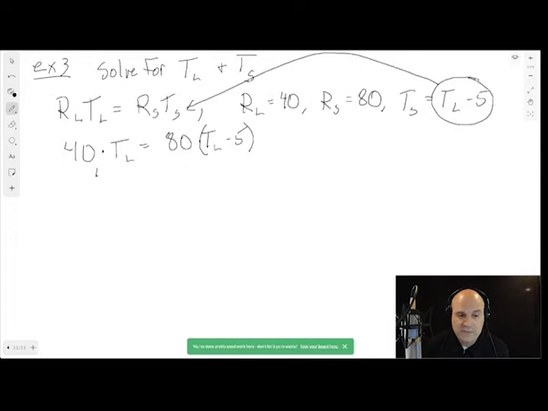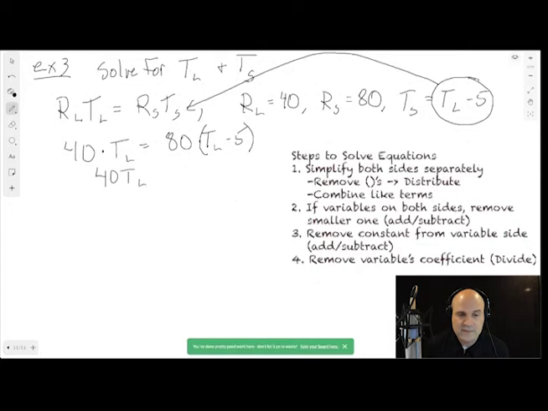First step, simplify both sides of the equation. Just rewrite that. The enemy of simplifying is parentheses. So to get rid of parentheses, you distribute. So 80 times t of L and 80 times negative 5. So 80 t of L. When you multiply a number times a variable, you just squish it together. 80 times negative 5 is negative 400. So minus 400. Okay, both sides simplified.